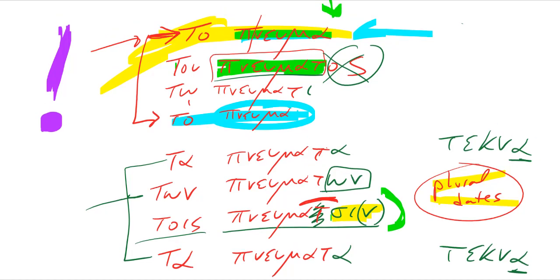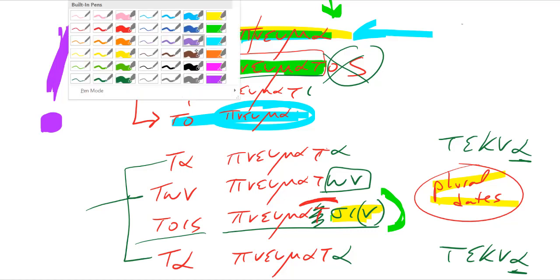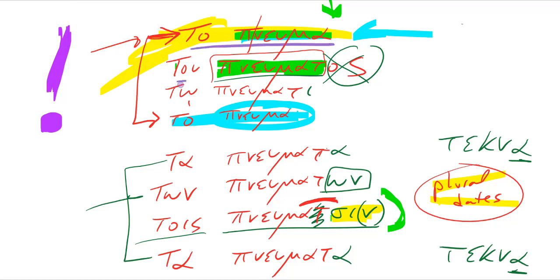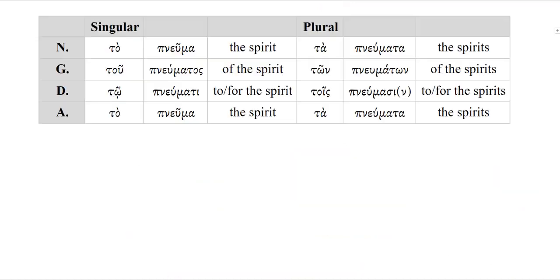So that's the whole paradigm. Again, the case meanings are the same. It's not tricky. So we have the spirit, of the spirit, to or for the spirit, the spirit as direct object, the spirits, of the spirits, to or for the spirits, the spirits. Here it is a little bit cleaner, a little bit more nicely formatted. Notice again, nominative, genitive, dative, accusative, singular, plural, no surprises here. Just what you expect with a noun.